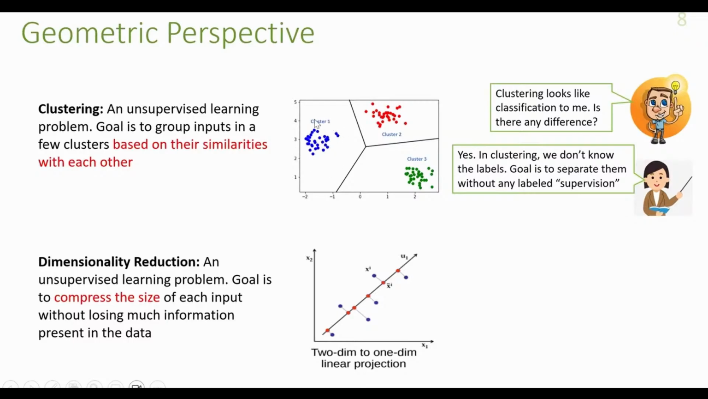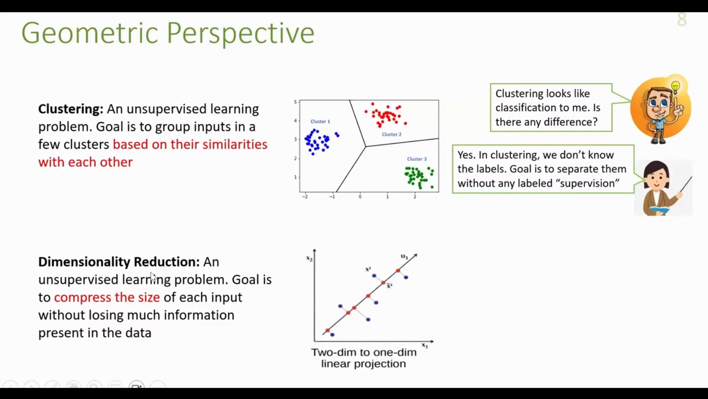So as you can see here, all these points that belong to cluster 1 share similar properties. All these points that belong to cluster 2 share some similar properties. So here in clustering, depending on the similarity, we will make these groups, right?